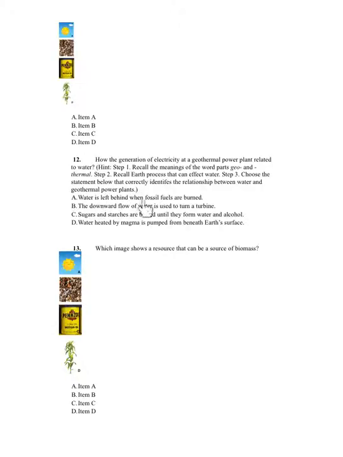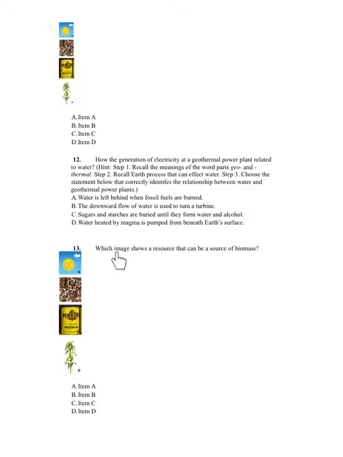A. Water is left behind when fossil fuels are burned. B. The downward flow of water is used to turn a turbine. C. Sugars and starches are buried until they form water and alcohol. D. Water heated by magma is pumped from beneath the Earth's surface.